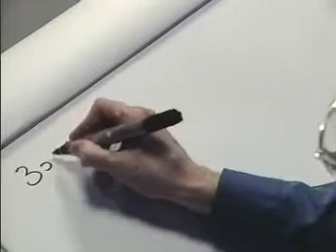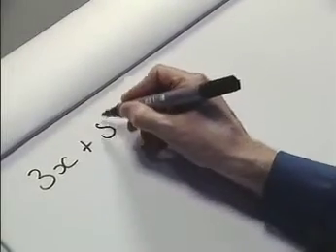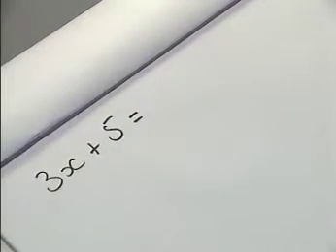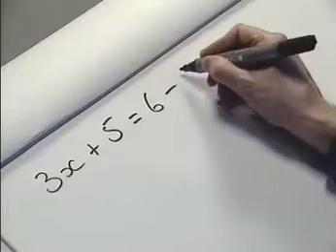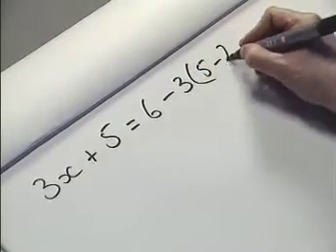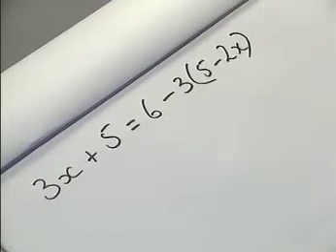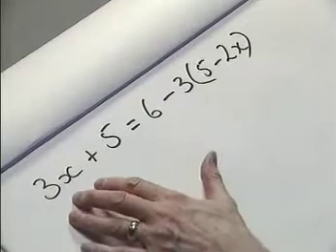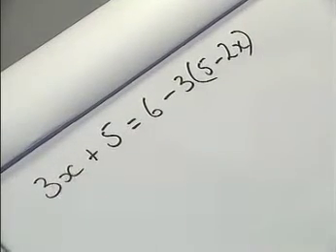But let's just recap by having a look at a simple linear equation. So the one I'm going to take, 3x plus 5 equals 6 minus 3 times 5 minus 2x. Now, we've got this equation, we want to solve it for x. So our aim is to end up with x equals.